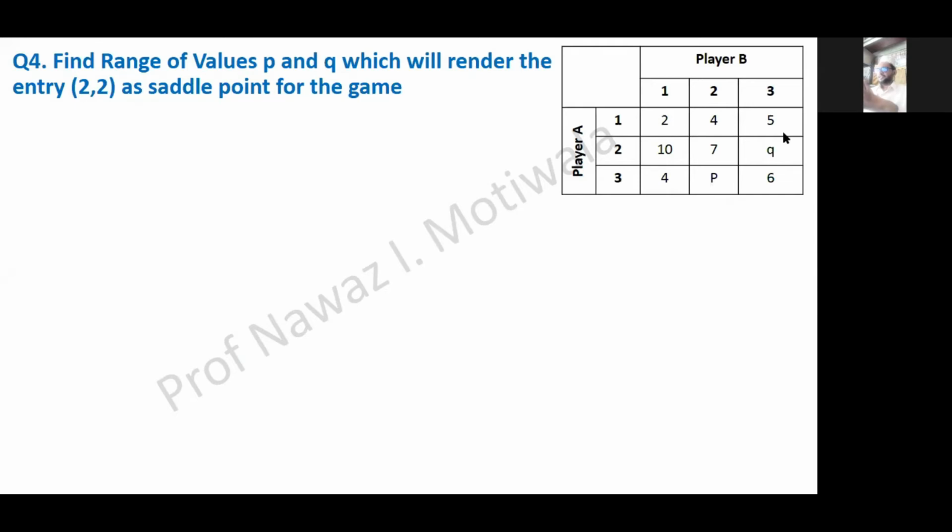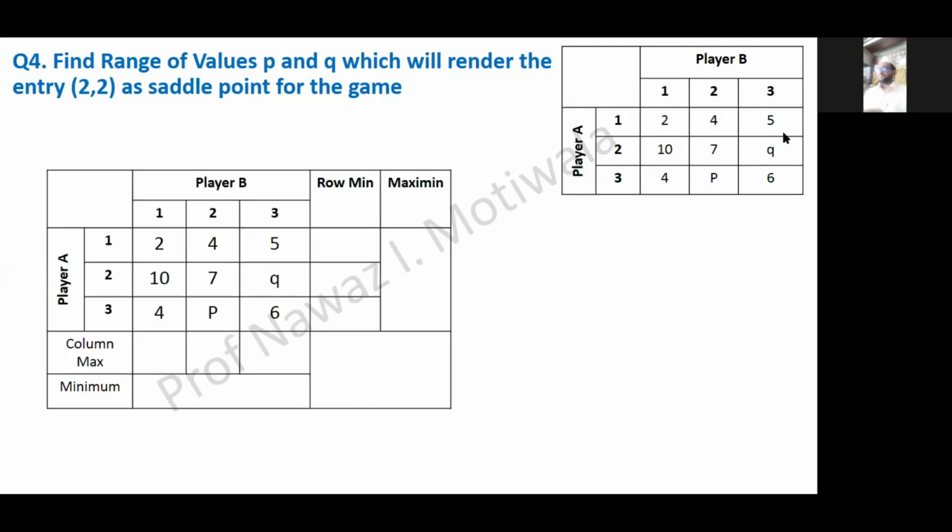Now you can see it's a reverse question. Here the saddle point is already given to us and we are required to find out what will be the value which is to be incorporated in the matrix. So no issues. Again we will follow the same procedure. So again I have made a table with 2 extra rows and 2 extra columns respectively. Then now we will proceed in the reverse way.